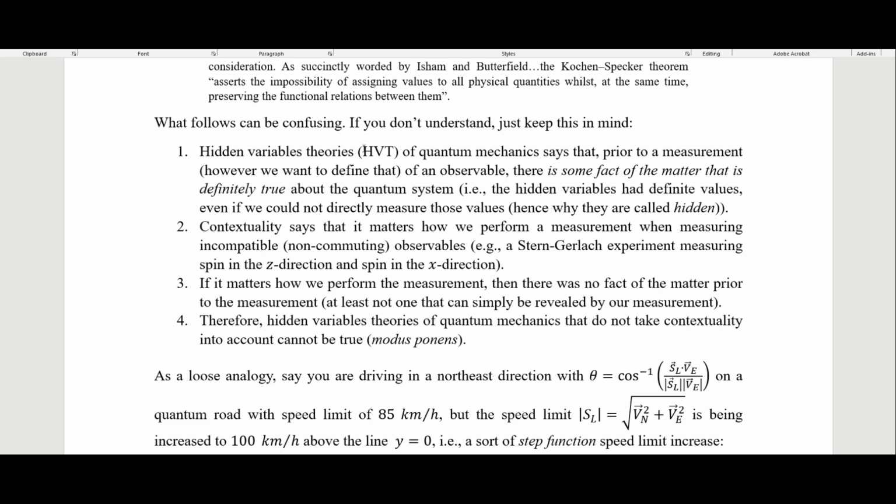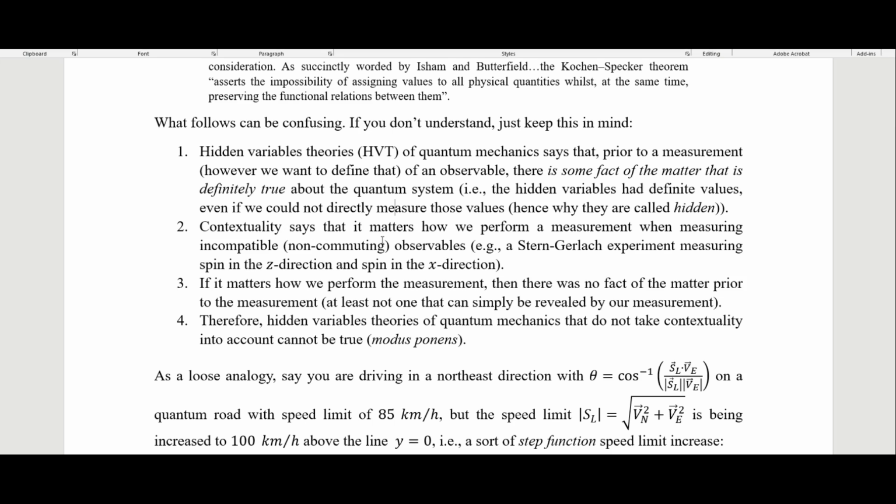Hidden variables theories, often abbreviated as HVT, of quantum mechanics say that prior to a measurement, however we want to define a measurement of an observable, there is some fact of the matter that is definitely true about the quantum system. Like we've talked about before with the Copenhagen interpretation, it says that when you're not measuring the quantum system, there's nothing really true about that quantum system. But hidden variable theory says that there is something true about them, and those things that are true about them are the hidden variables themselves. So the hidden variables have definite values, even if we could not directly measure those values. That's why we call them hidden.